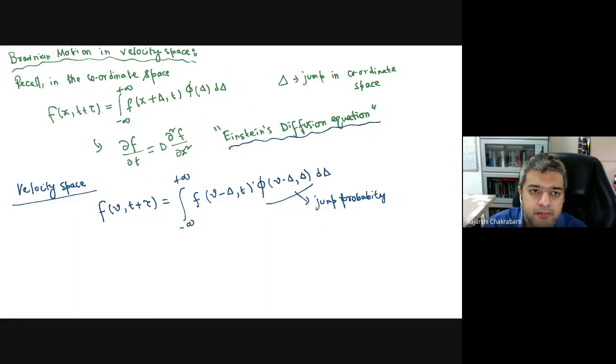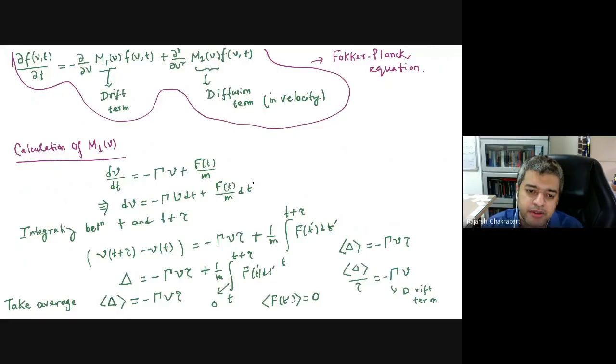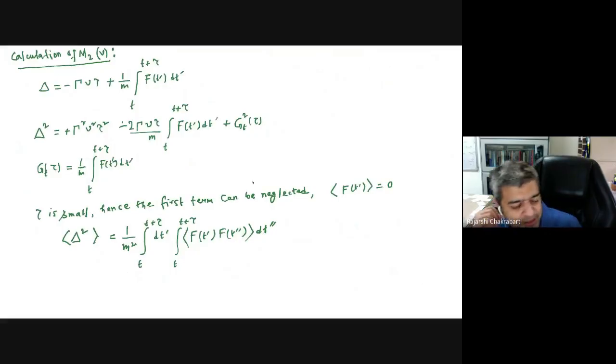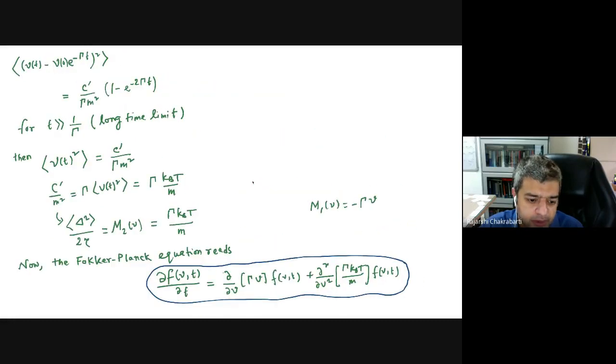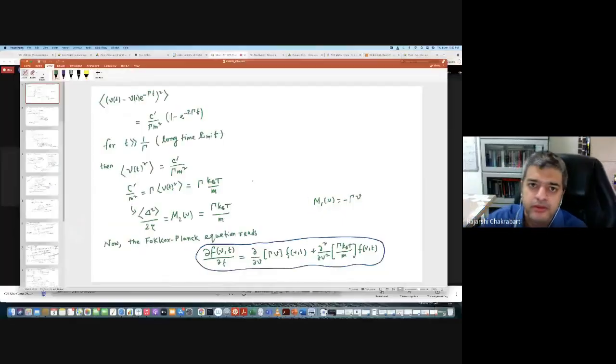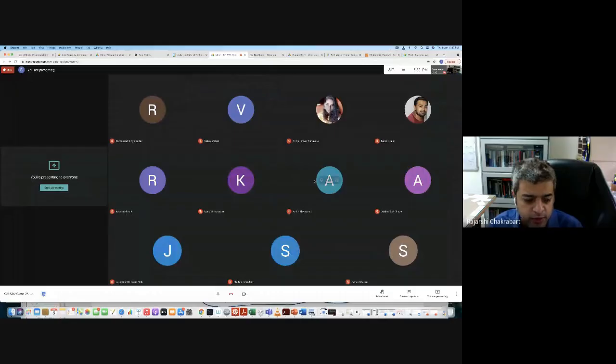Then, like diffusion in position space, we talked about diffusion in the velocity space, and there we calculated the average delta and delta square average. Delta average is not zero in this case. Delta square average is given by this, and eventually we derived what is known as the Fokker-Planck equation, which is like diffusion with a drift term in the velocity space. I think this is where we stopped in the last class, so we will start from here today.